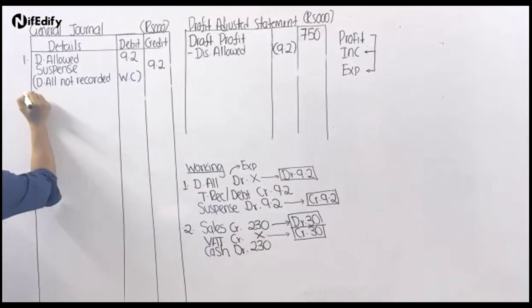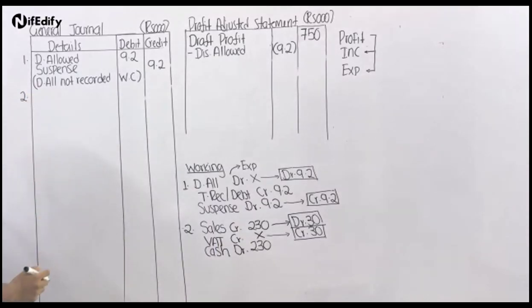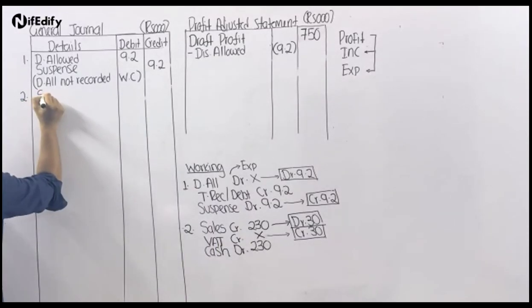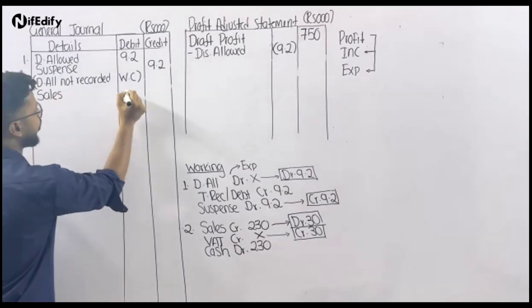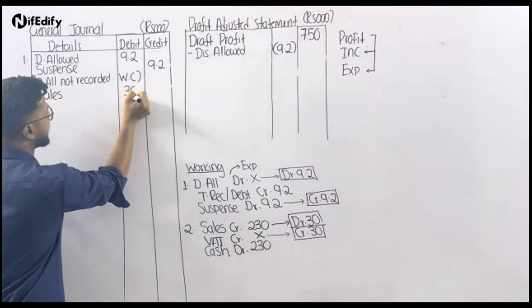So second adjustment, I got a debit 30 in the sales account. Why am I debiting it? Because I need to remove the VAT element included in the sales.